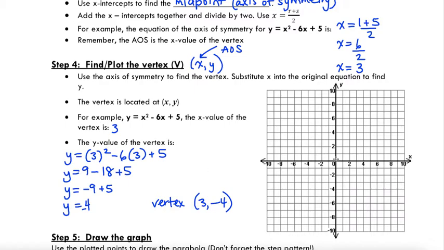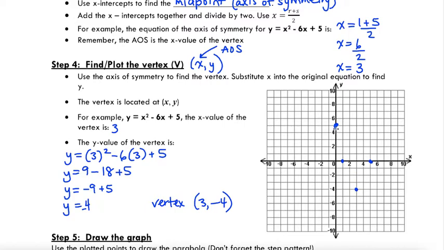So we're going to take all the information and plot it in our graph. So we said that our y-intercept was 5, so it's right there. We said that we have x-intercepts at positive 1 and positive 5. And we have a vertex at 3 and negative 4.